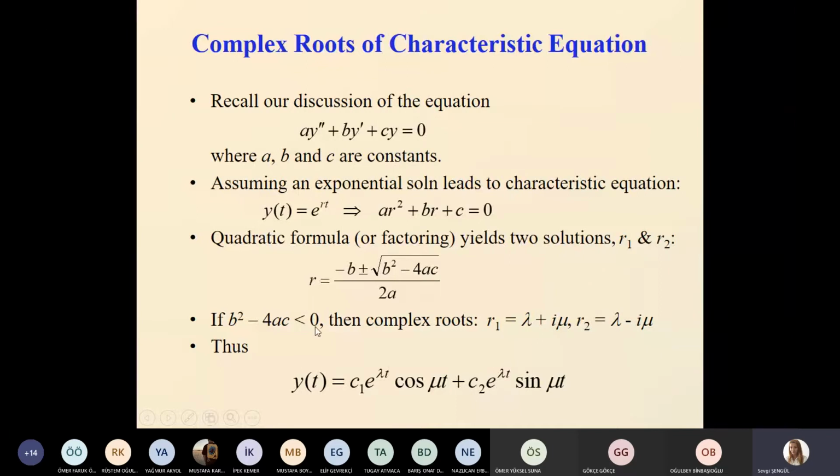Once you find that, you can write your solution as C1 e to the real part lambda t cosine of the imaginary part mu t, plus C2 e to the lambda t sine mu t. Okay? We are using Euler's equation to be able to write that. So if we have complex roots, we are finding the roots first, and the real part is coming as the power of the exponential. The imaginary coefficient is coming as the coefficient inside the cosine and sine. And again, the solution is the linear combination of cosine and sine solutions.